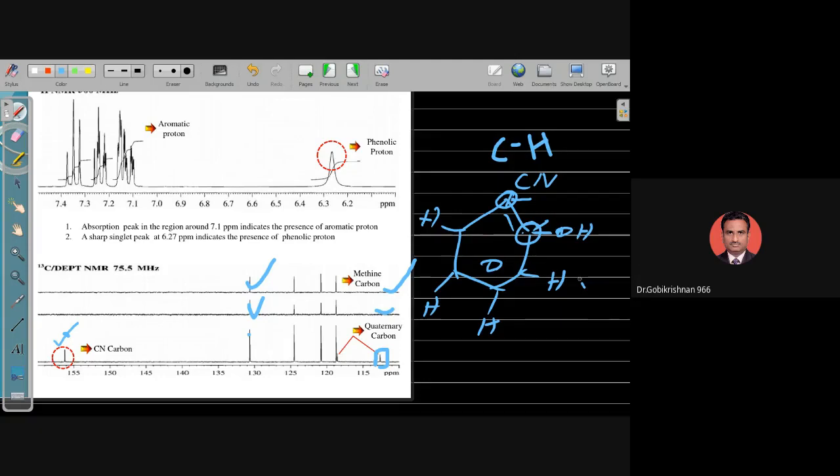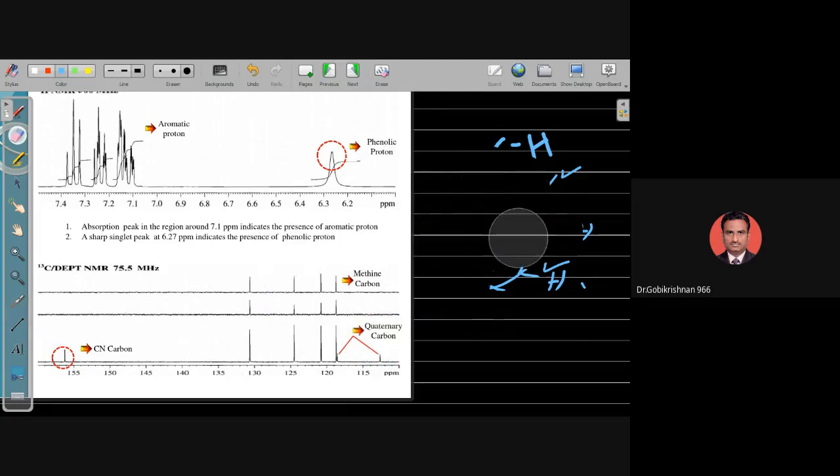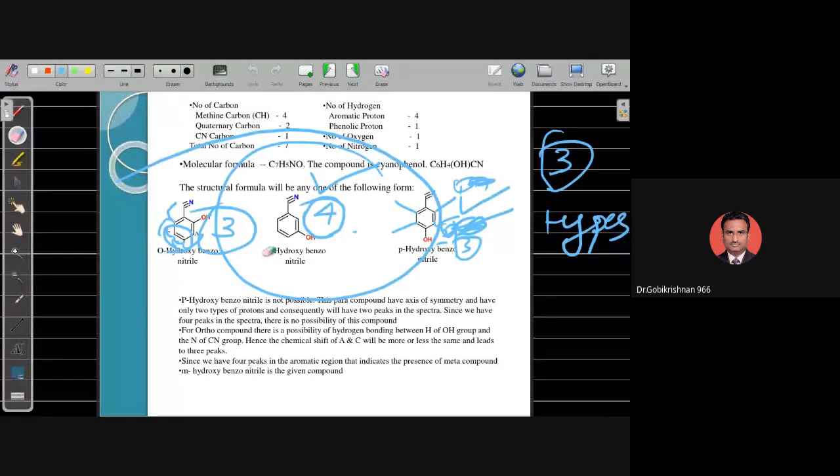Now, to some extent, I can find out the formula. My objective is to find out whether it is an ortho-hydroxybenzonitrile, a meta-hydroxybenzonitrile, or a para-hydroxybenzonitrile. That can be predicted with the help of the number of similar protons present. Okay, let us see. All of you see here.